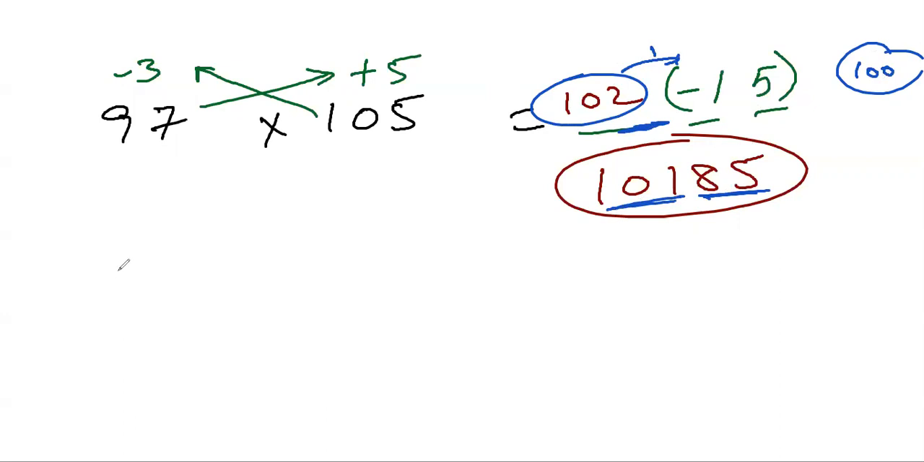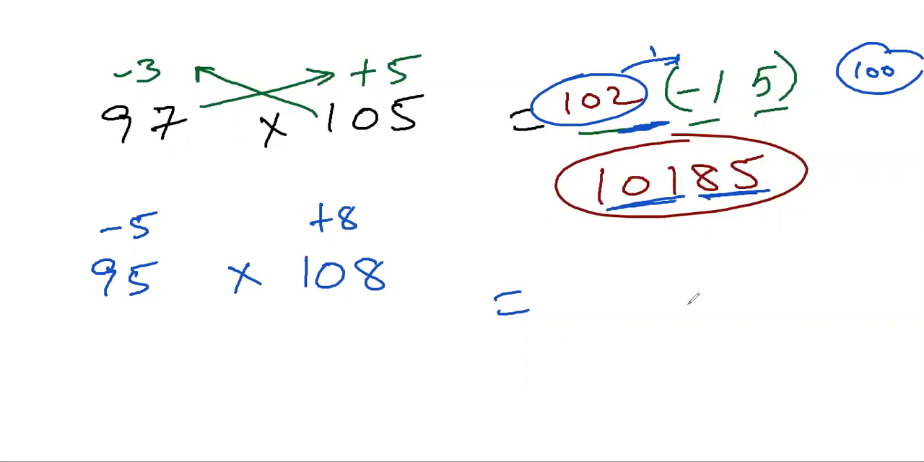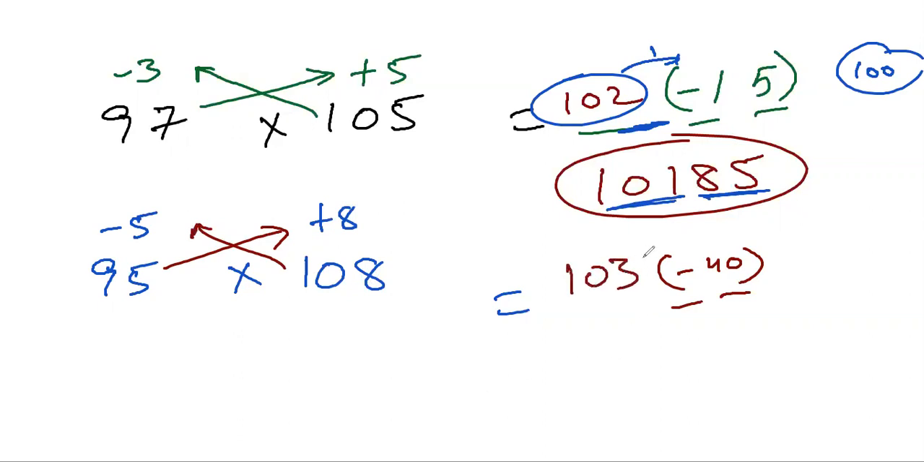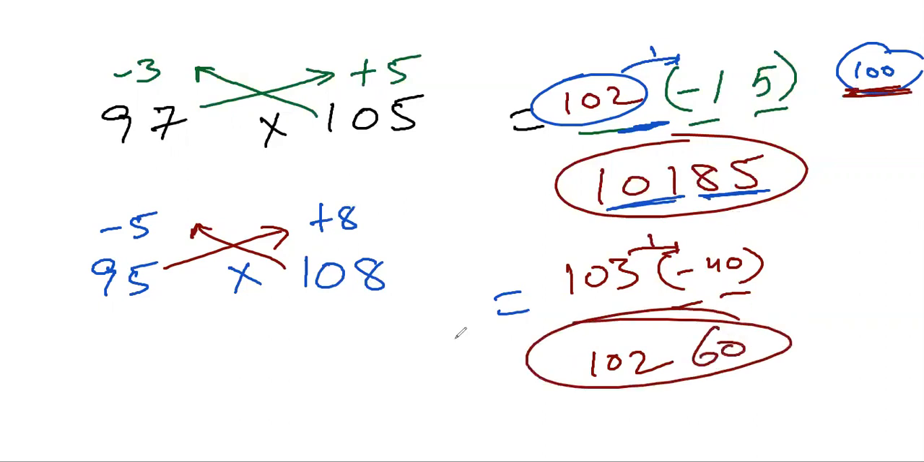I'll explain it to you again, no problem. 95 into 108 I am taking. This is minus 5, this is plus 8. What will we write here? Last two digits, minus 40. 95 plus 8 or 108 minus 5. 108 minus 5, that is 103. Take one borrow. That means the remaining number is 102. Then this one is treated as 100, as I told you, because we are taking values near 100. 100 minus 40 is 60. Answer is 10260.